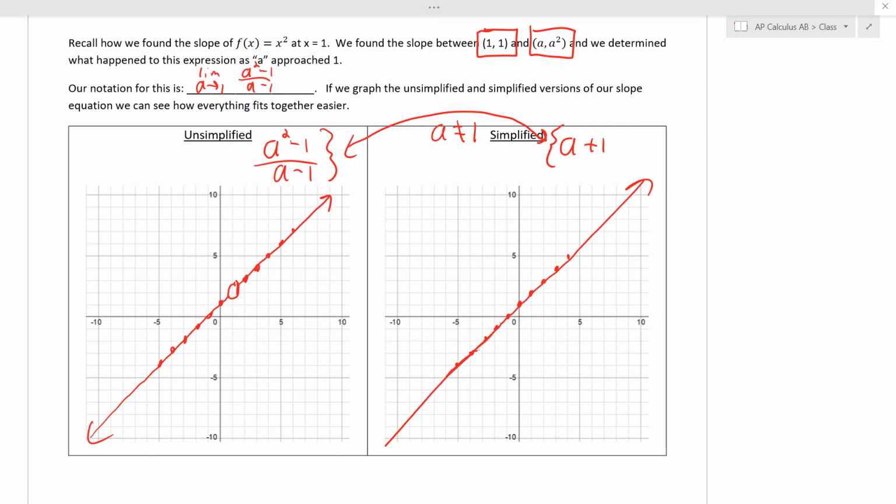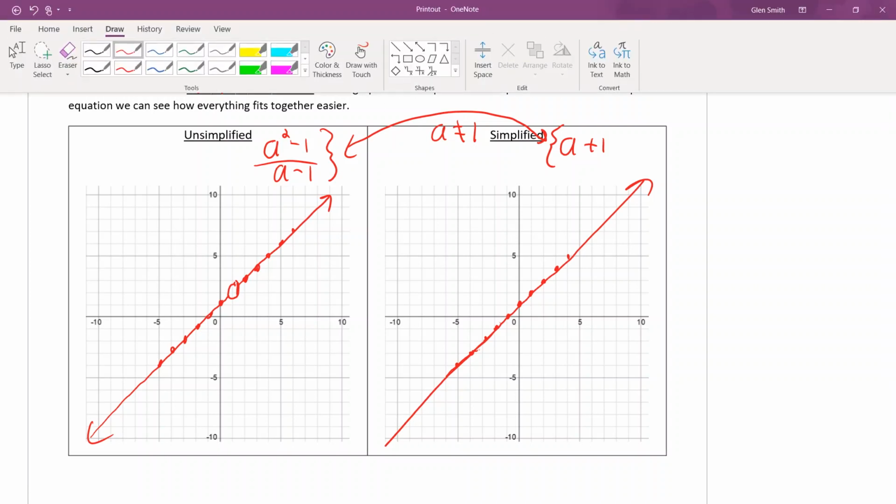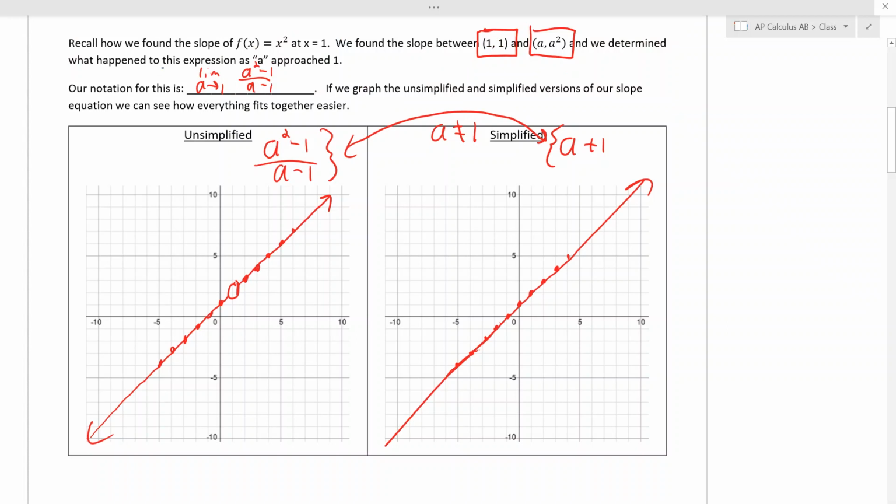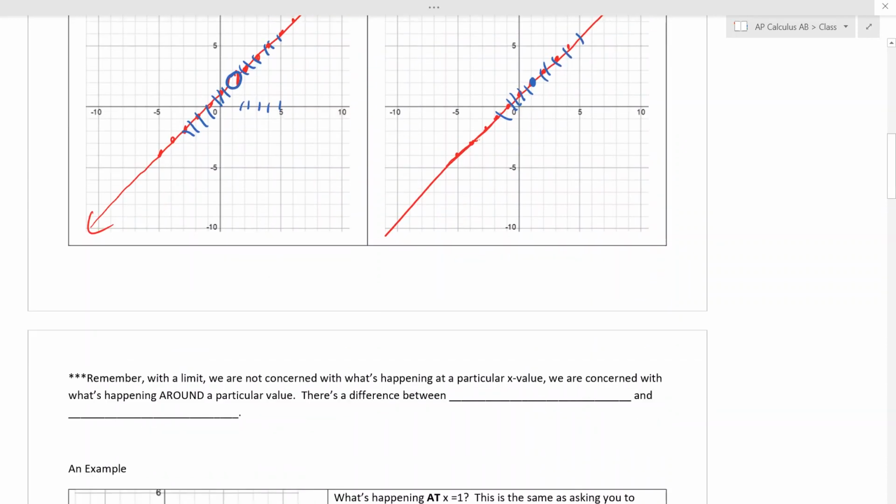The point of this being that both of those curves, as we plug in values of x closer to 1, the y values get closer to, on both sides, this hole here or this point right here. They both do the same thing. They both approach 2, which is why we define the slope at 1 to be 2. Okay.